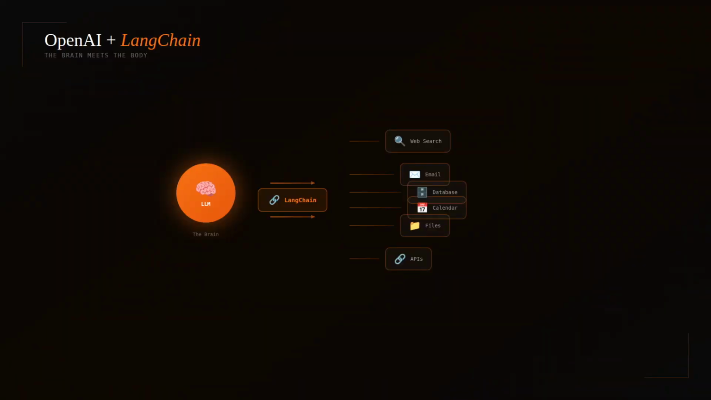OpenAI gives you the brain. LangChain gives you the body parts, tools to connect that brain to the outside world. What can you do with LangChain? Connect AI to databases, search engines, APIs. Build chatbots with memory. Create chains where one AI response feeds into another. And most importantly, for us, build agents.